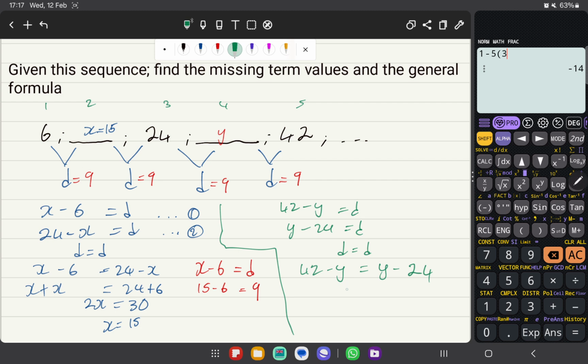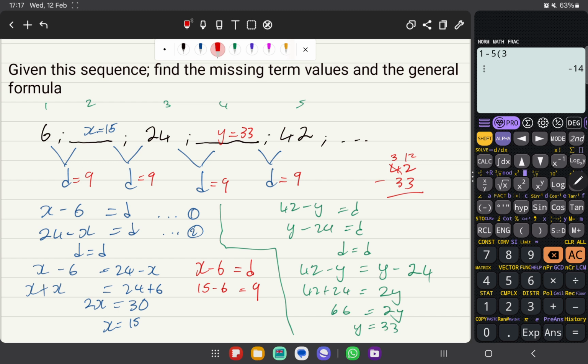So yeah, now I'm transposing. I'm gonna have 42 plus 24 equals 2Y. I have 66. Divide, I have Y equals 33. So Y will be 33. And then I can just go again and be like 42 minus 33. How much is that? I borrow from here, so I have 12 and I have 3.